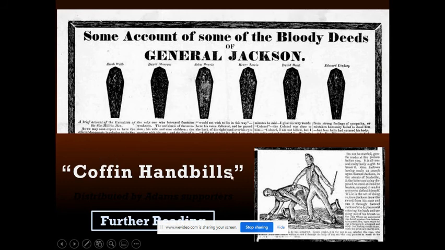And then, of course, Adams didn't hold back. He distributed what were called coffin handbills about the deeds of General Jackson in killing individual citizens, his brutality, and what he did in his daily life. And so this was just a drag 'em out, knock 'em out slugfest campaign. There's nothing in it. When you try to do research and look into it, you're not going to find out.